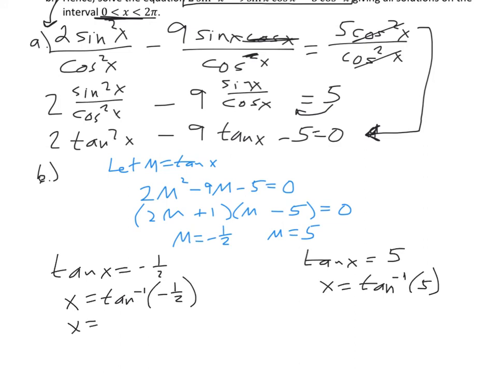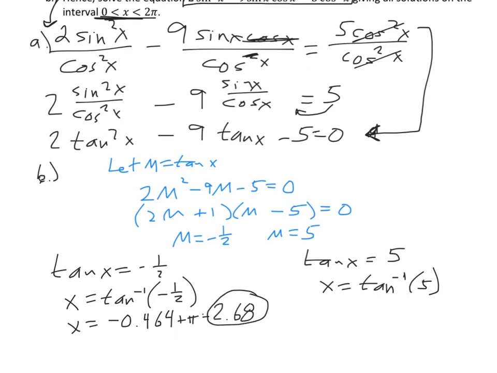So this first one, I got negative 0.464, which is not on our interval. We want it to be between 0 and 2 pi. So remember that I can always find more solutions for tangent by adding its period length. Remember, tangent doesn't have a secondary solution, but it does have infinitely many solutions that are related to this one. So if I add pi onto this one, I wind up with 2.68.